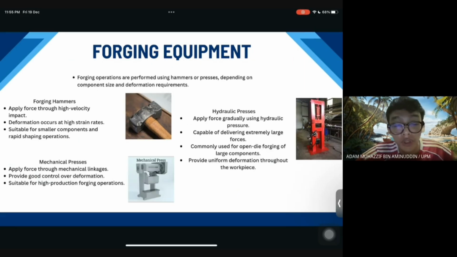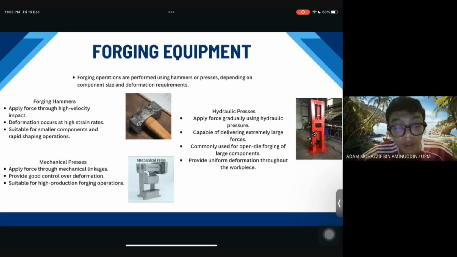So now this is the forging equipment. Forging operations are carried out using either hammers or presses, depending on the size of the component and the required deformation characteristics. Forging hammers apply force through high velocity impact. The deformation occurs at high strain rates, making hammers suitable for smaller components and rapid shaping operations. Mechanical presses apply force through mechanical linkage and provide good control over deformation. They are suitable for high production forging operations.